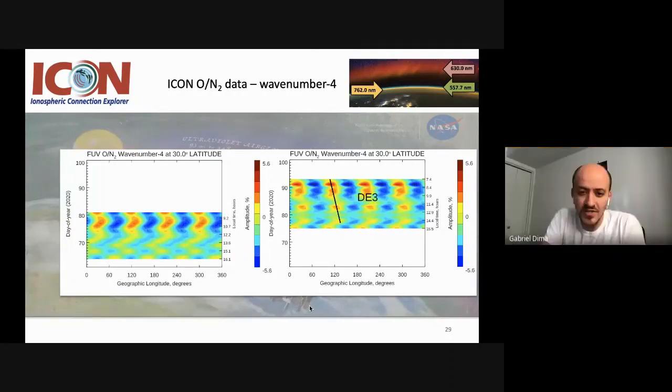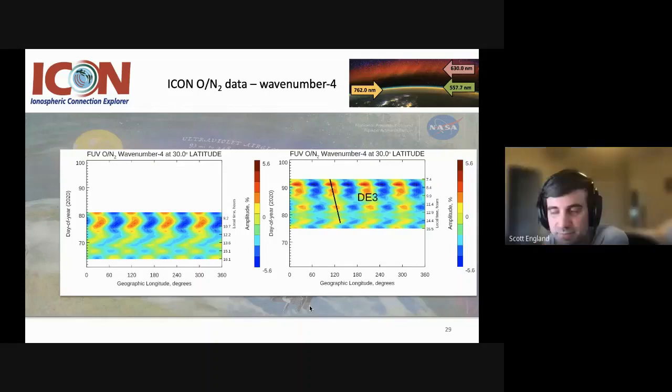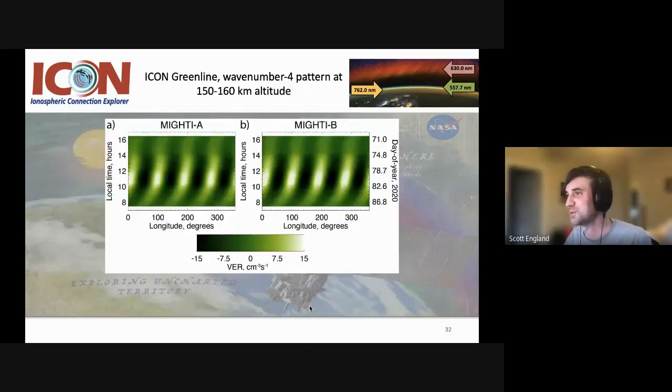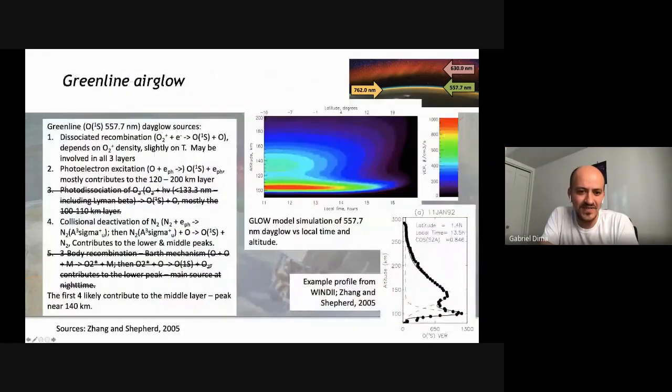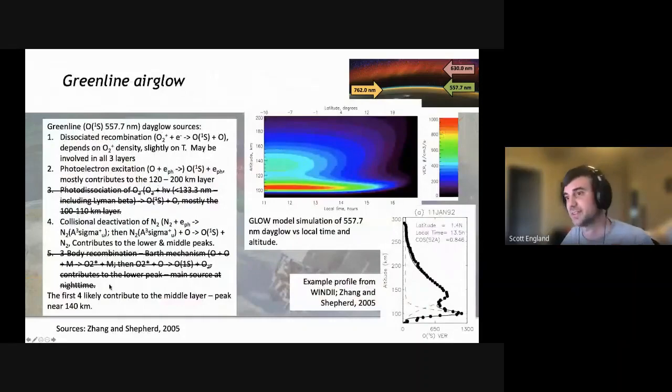Scott, I have a quick question. Sure. Which ion is the green line from? Oh, this is not my specialty. I knew someone would ask. Is it an oxygen line? So it's an oxygen line.